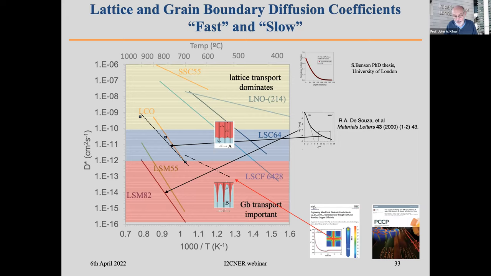Quite recently, people have been making nanostructured thin films where we have a lot of these grain boundaries in these LSMs, in particular this 20% substituted material.